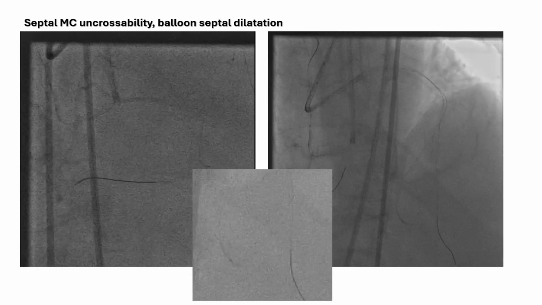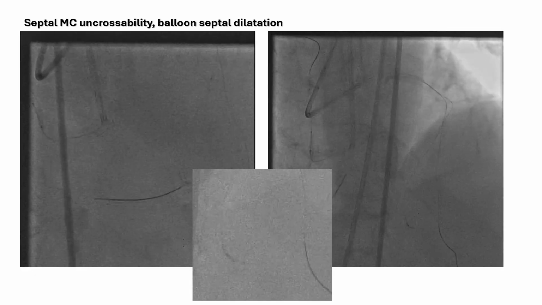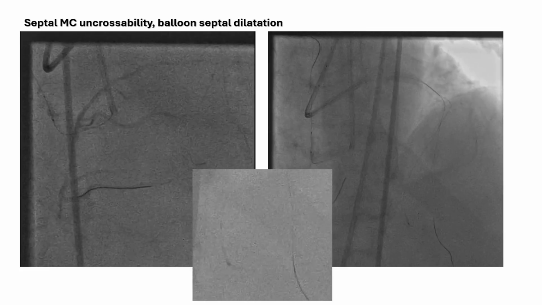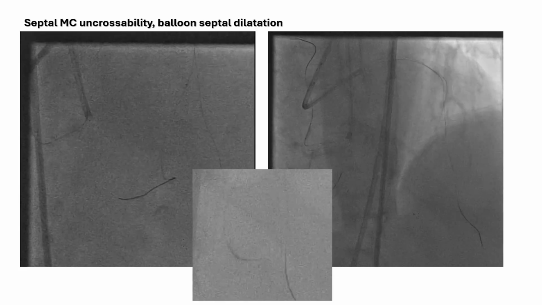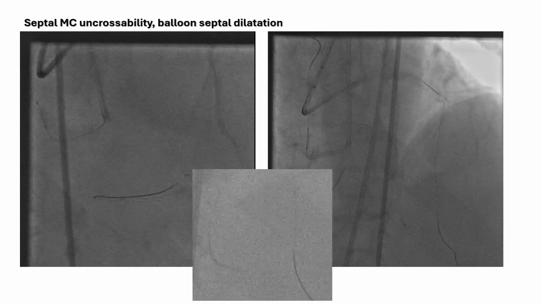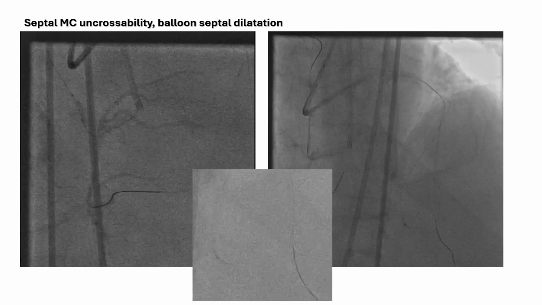However, due to distal tortuosity, the microcatheter did not advance. After various manipulations failed, we decided to perform balloon dilatation on this tortuosity area. We performed dilatation with a 1 mm Artemis balloon at 4 atmospheres.